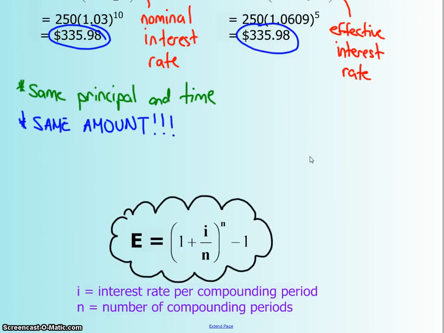Okay, so here is the formula, yet another formula. We have the effective interest rate, and we're going to get that by basically taking 1 plus your nominal interest rate divided by the number of compounding periods to the power of that same number, minus 1. What we're going to do now is we're just going to see what one of the questions might look like.